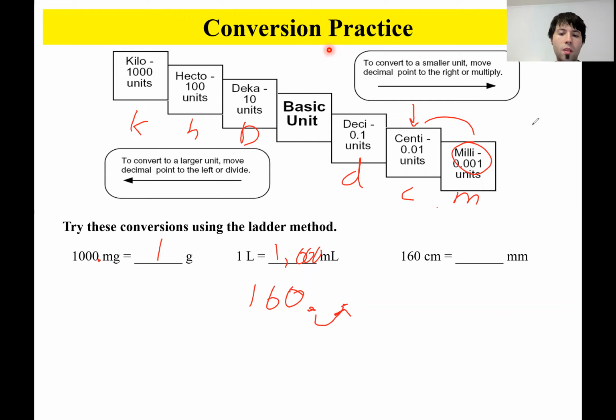Maybe a little arrow will help me show you. Okay, so we have to fill in that extra spot with a 0. So now I have 1600, or 1600 millimeters. When you look at these answers, one thing you might ask yourself is, does my answer make sense?